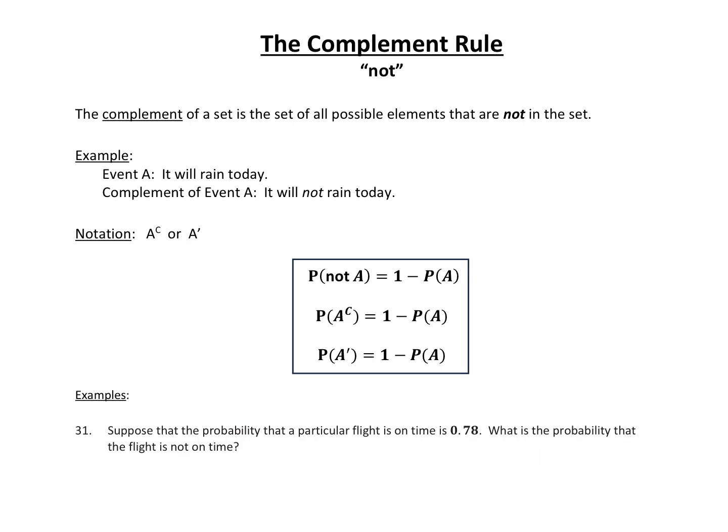Okay, so the complement rule, it's pretty straightforward. When you see the complement, you're thinking about the word not, okay? The complement of a set is the set of all possible elements that are not in the set. So, for example, here we go. Event A, it will rain today. The complement of the event A is it will not rain today.